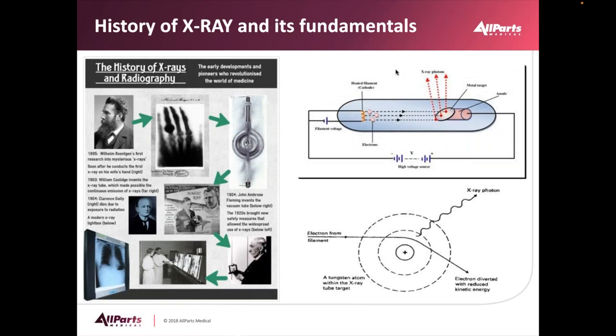In 1903, William Coolidge invented the first X-ray glass tube. The problem was people were dying from this new X-ray. But in 1920, they found that you could use X-ray safely if you follow these steps: time, distance, and shielding. Limit the time in the field, limit how close you are to the source, and use lead shielding.